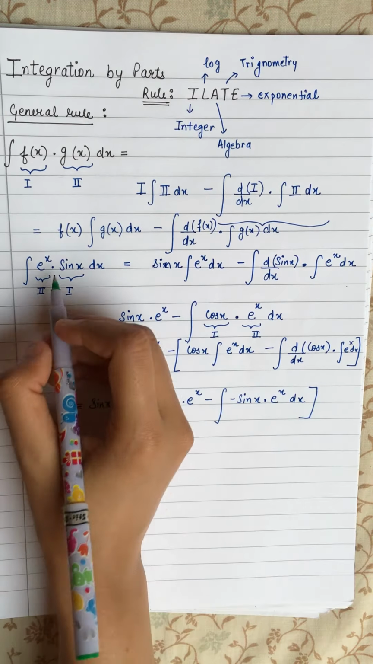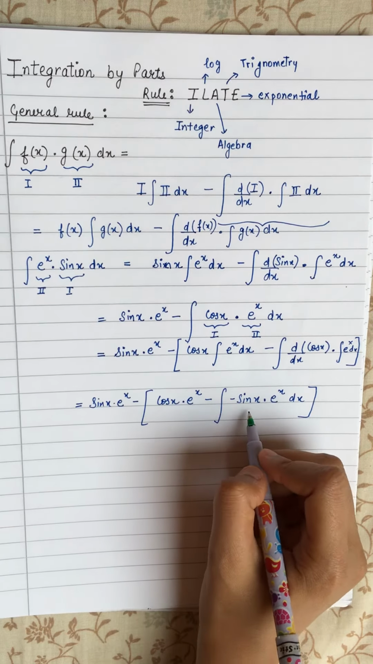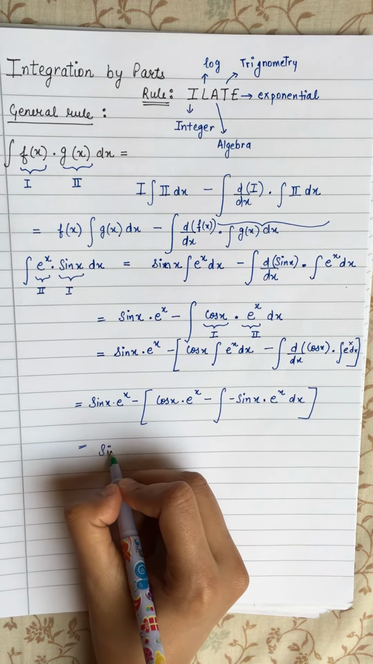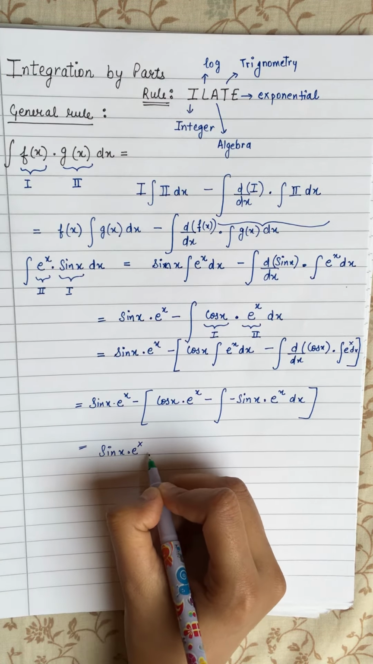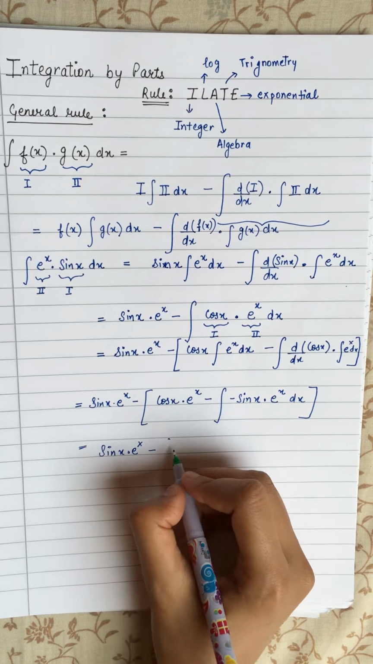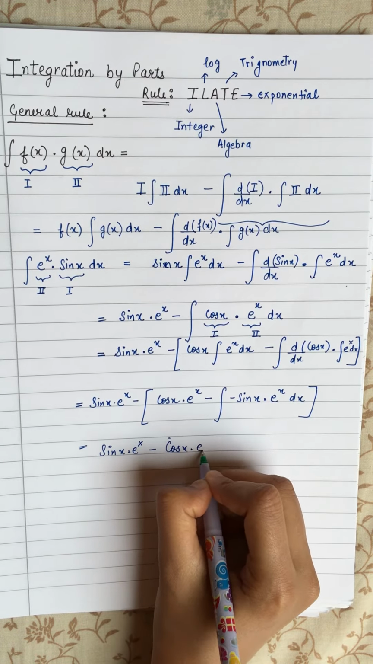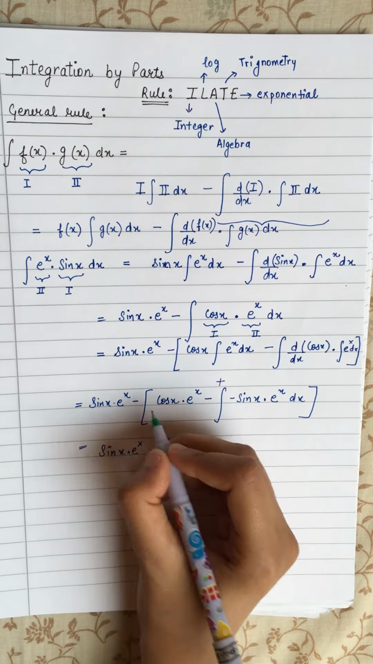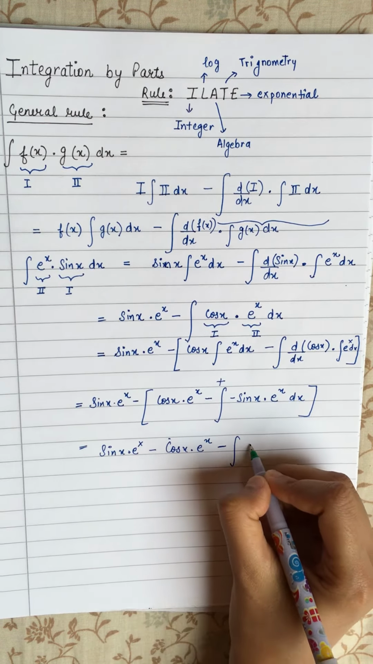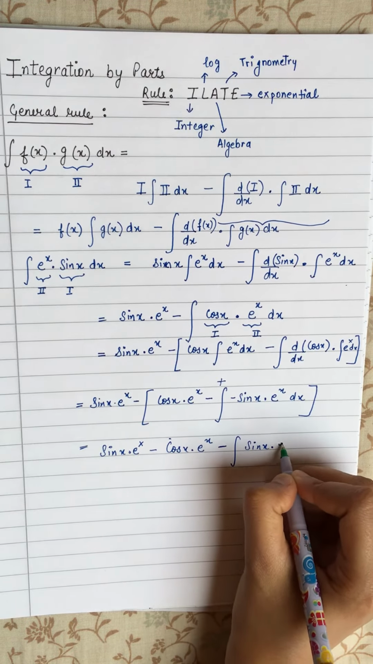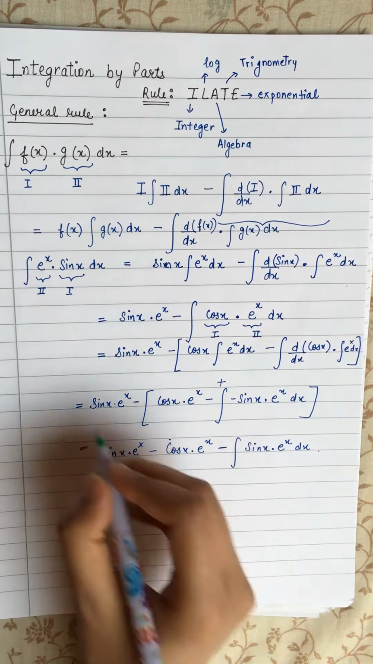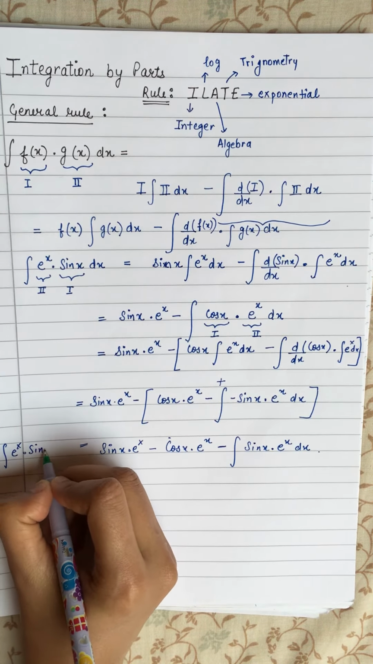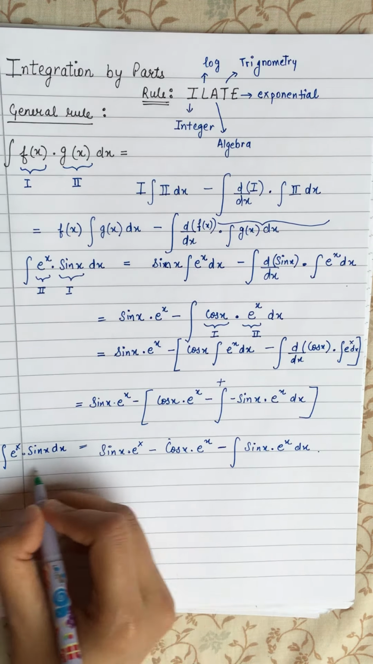Now this equation is the same as our question, so we can stop here. Let's take these minus signs out. So here sin x into e^x, minus cos x into e^x. Now here minus minus will be plus. Now this plus and minus will be minus, integral sin x e^x dx. Now this integral, e^x sin x, that is the left hand side, that is our question. Now this equation becomes like this.